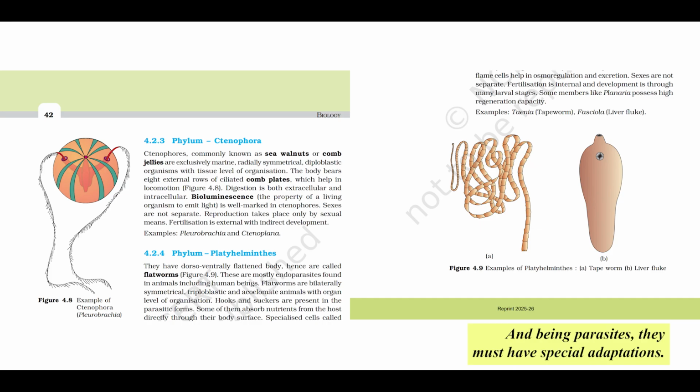And being parasites, they must have special adaptations. They do. In parasitic forms like tapeworms and flukes, you often find specialized structures like hooks and suckers. These are used for firmly attaching to the tissues of their host. Many internal parasites also absorb nutrients directly from the host through their entire body surface, a very efficient way to feed when you're surrounded by digested food. Clever, in a parasitic way.